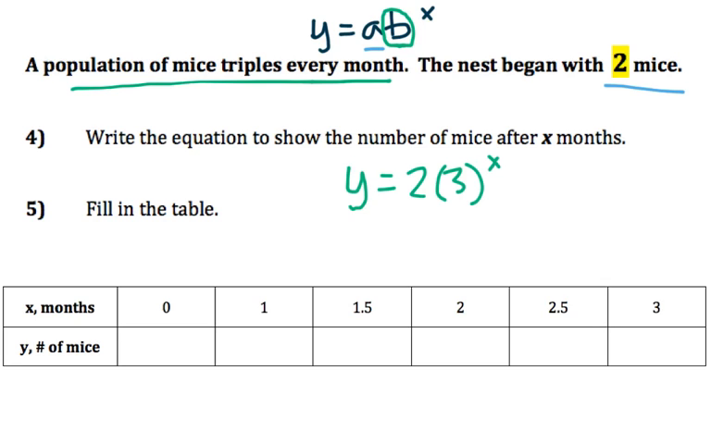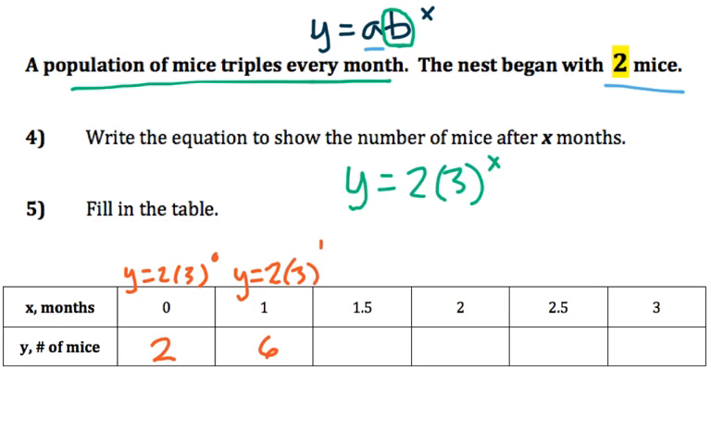Now number 5 asks us to fill in the table. To fill in the table, we substitute in each x value from the table and evaluate for y. Substituting in 0, we have y equal to 2 times 3 to the 0th power, which is just our initial value, 2. For the next x value, y is equal to 2 times 3 to the 1st power, and 2 times 3 is 6. So we'd have 6 mice after 1 month.